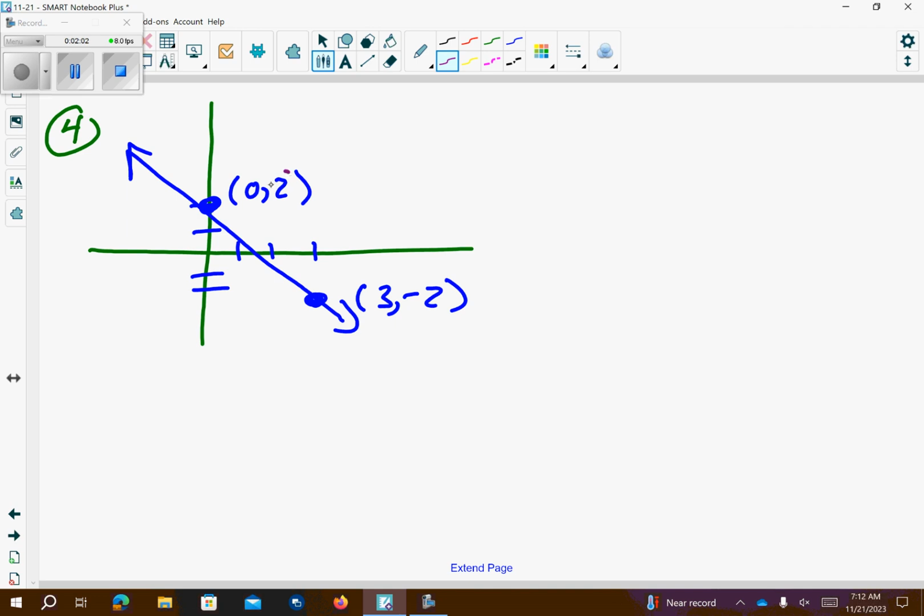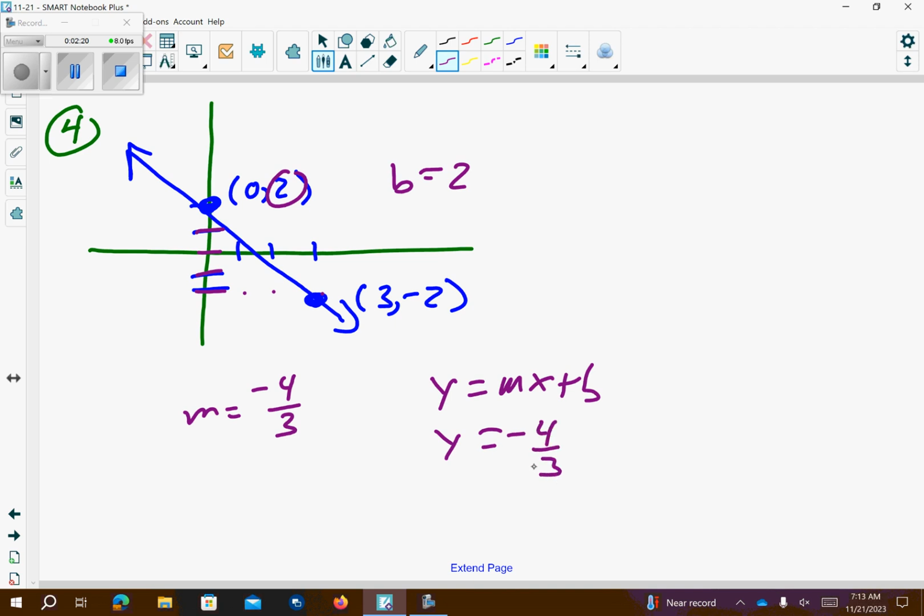Number 4, my y-intercept right there, b equals 2. So from here, I'm going to count down 1, 2, 3, 4. So down 4. And then right 1, 2, 3. So again, plug into y equals mx plus b. My slope is negative 4/3. Don't forget the x plus 2 because it's positive 2. That's my equation to my line.